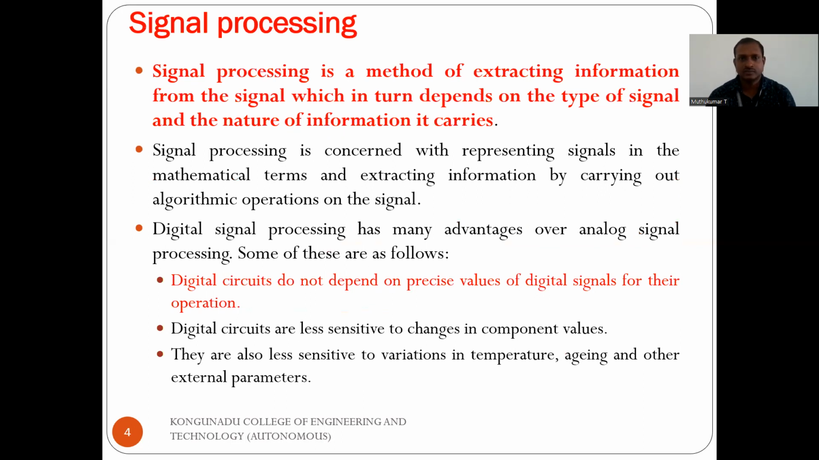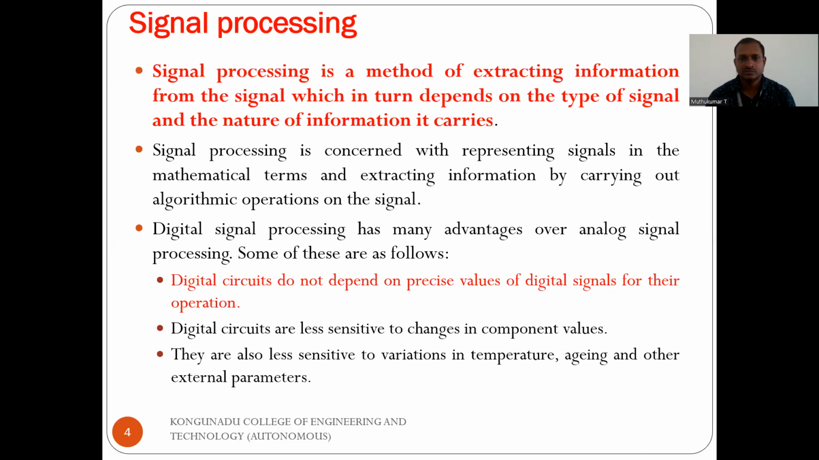Next, signal processing. It is a method of extracting the information from the signal, which in turn depends on the type of signal and the nature of the information it carries. It is used to extract the information from the signals. We represent the signal in mathematical form in signal processing, and information extraction can be carried out with the help of algorithmic operations on the signals.